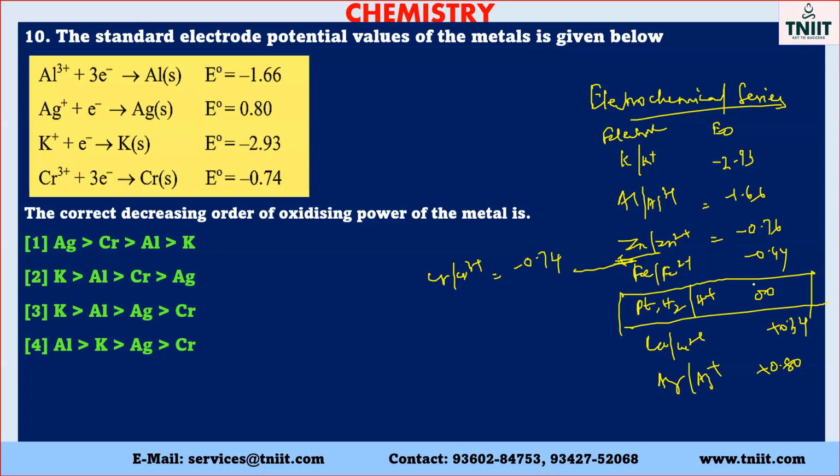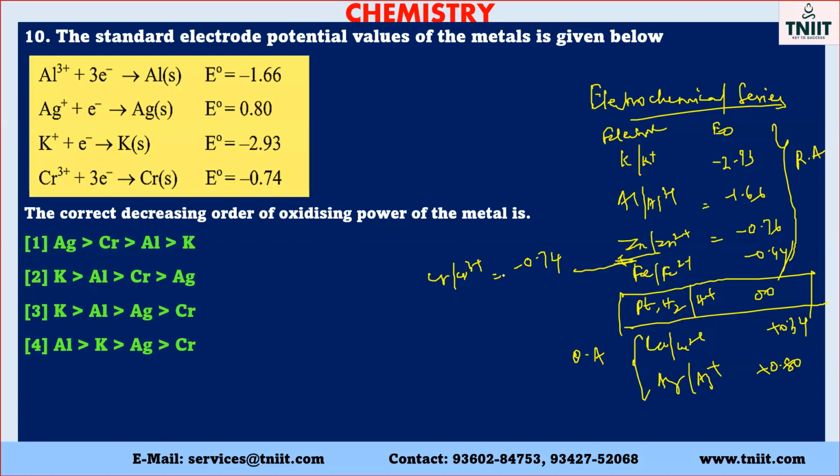The electrodes which are present above the hydrogen electrode are all called good reducing agents. Why are they good reducing agents? Because they will undergo oxidation. Since they undergo oxidation easily, they are called good reducing agents. Now, all the electrodes which are below hydrogen are called good oxidizing agents. Why are they called good oxidizing agents? They undergo reduction easily.